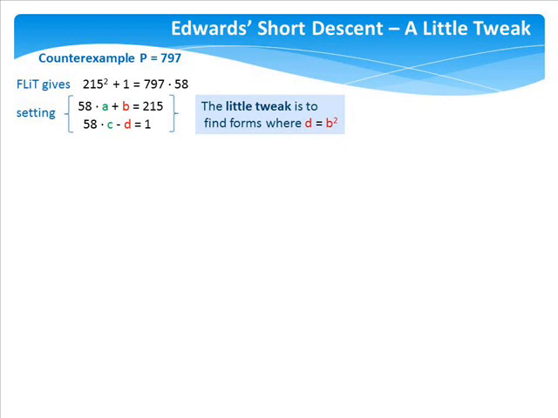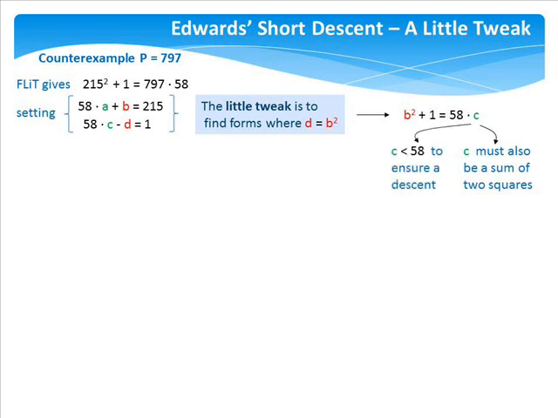So the little change is finding forms where d is equal to b squared. That means that b squared plus 1 is 58 times c. So c must also be a sum of two squares. And we must find a value of c that is smaller than 58 to ensure a descent. Next, we solve for b in the first equation and insert that in the second. So we get this equation.